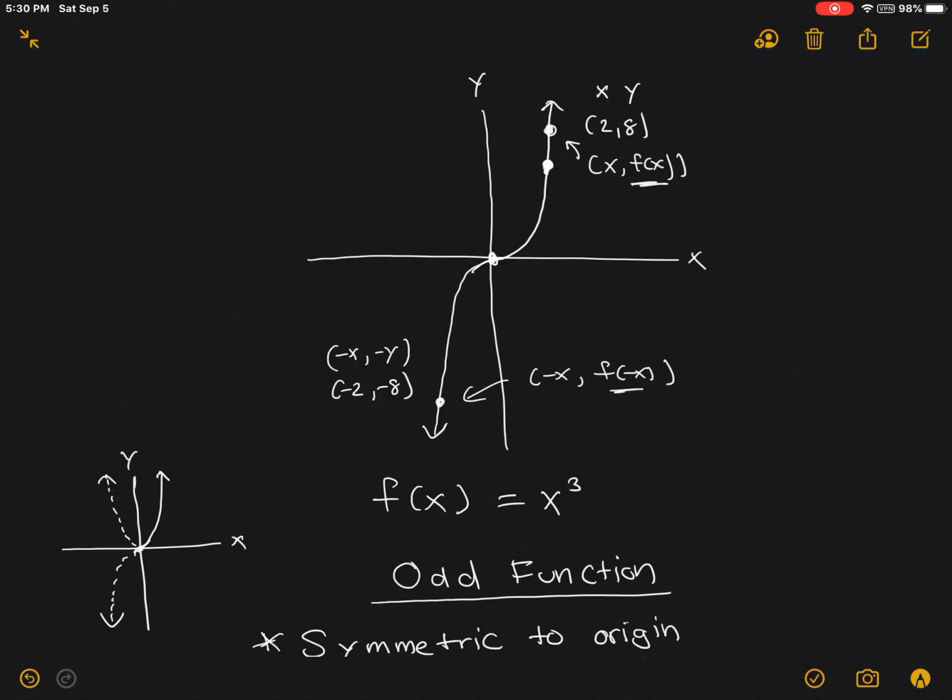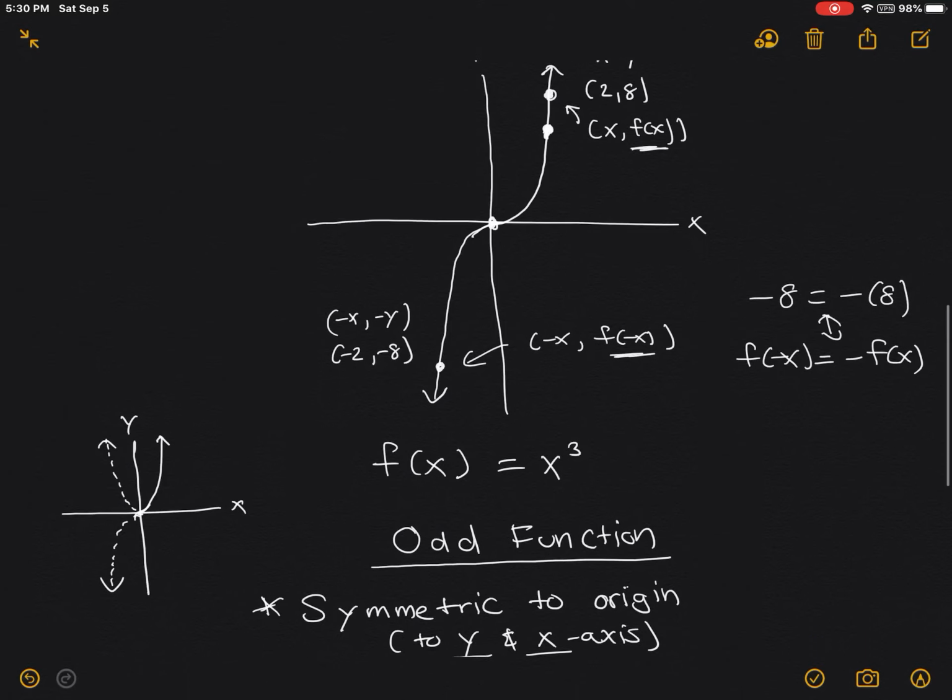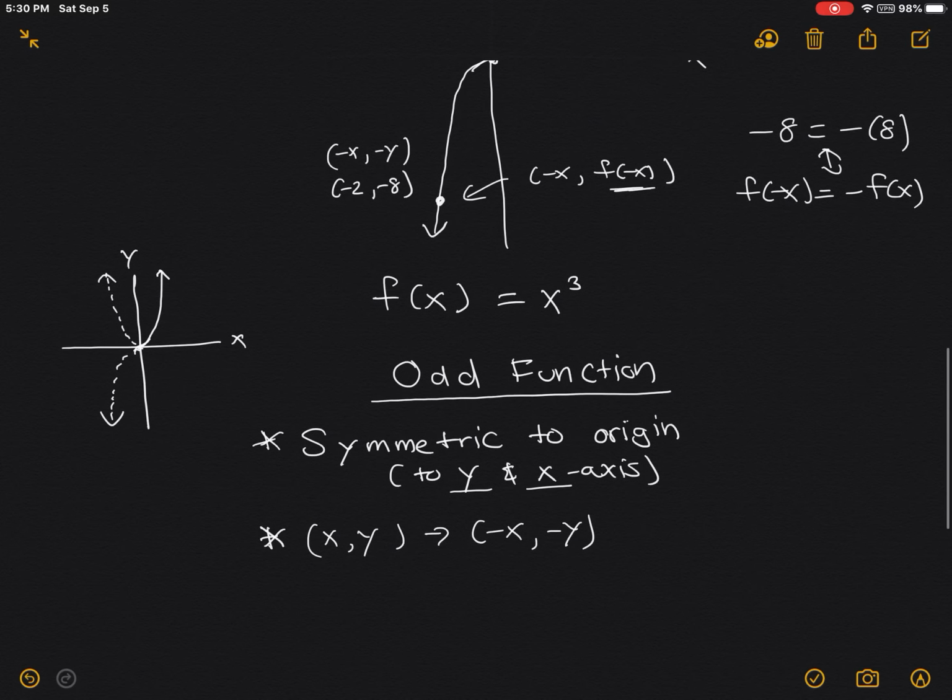Well, unlike the previous example, I can't say that this y value and this y value are the same. I can't say that negative 8 is equal to 8. What I can say, though, is that negative 8 is equal to the negative of 8. So using function notation, I can say f of negative x is equal to the negative of f of x. These two are equivalent statements. Over here I had coordinates, and over here I just used function notation. So algebraically, if I plug in a negative x, it's equal to the negative of f of x. That's true of all odd functions.